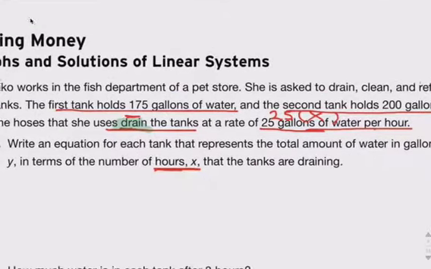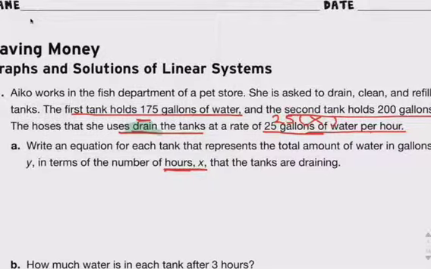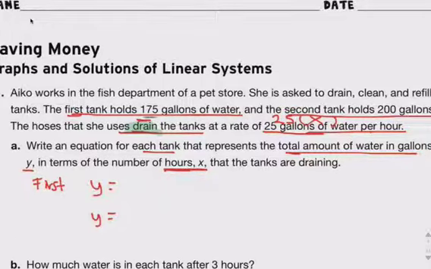So, write an equation for each tank that represents the total amount of water in gallons, Y. Okay, for each tank, Y equals. Tank number 1, the first one. The first tank has 175 gallons of water, and you're going to drain it. So the drain is a minus 25 gallons for each hour times the number of hours. Okay, so this is your first one.